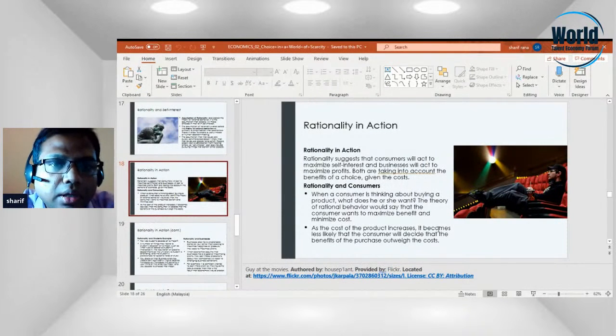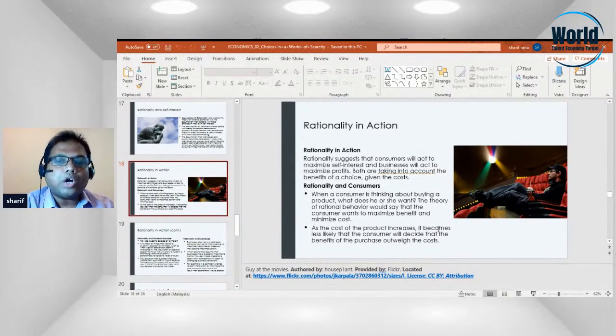Rationality in action. Rationality suggests that consumers will act in their maximum self-interest and businesses will act for maximum profit. Both are taking into account the benefit of a choice given the cost. Rationality and the consumer. When a consumer is thinking about buying a product, what does he or she want? The theory of rational behavior would say that the consumer wants to maximize benefit and minimize cost. As the cost of the product increases, it becomes less likely that the consumer will decide that the benefit of purchase outweighs the cost.